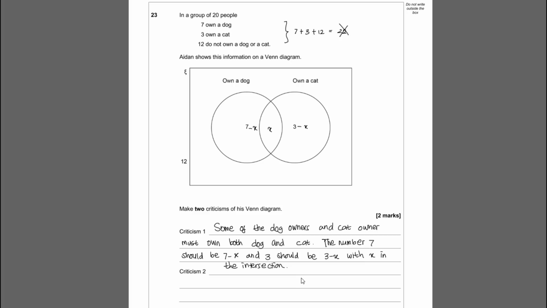Now the second criticism is about this number 12. Because 12 people, they're among this group of 20 people. So this 12 couldn't be here. It should be inside the box. The number 12 should be inside.